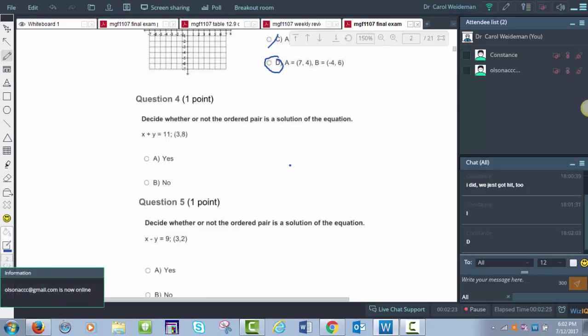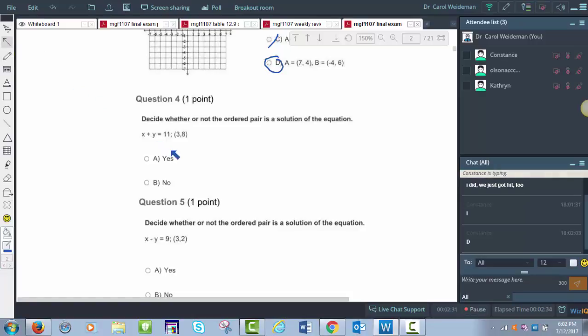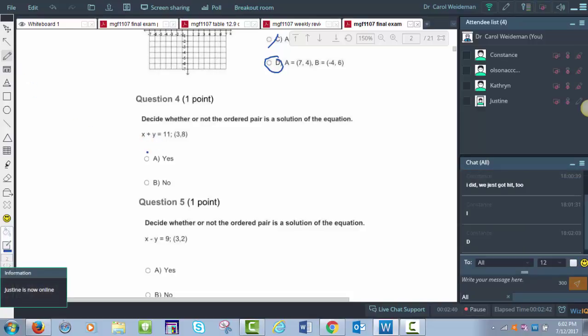Okay, this one, I think I have detailed solution for it. Hold on a second. Question 1, question 2, question 3. No, I don't. Okay, this is a pretty easy one. So is this point a solution? Yeah, you don't even need to do this one. Is the point 3, 8 a solution to this? So if I put in 3 for X and 8 for Y, do I get a true statement? And this one I do. So this is a pretty easy one. That's a yes. Okay, we have more people coming in.